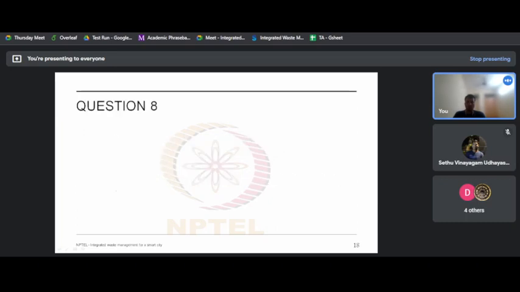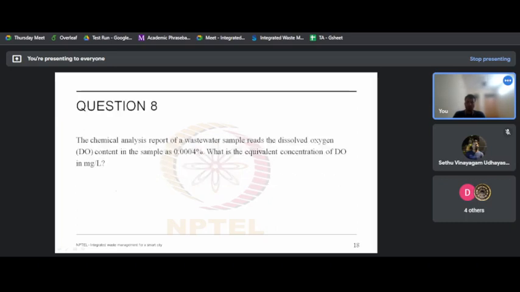Coming to the next question, question 8. The chemical analysis report of a wastewater sample reads the dissolved oxygen content in the sample as 0.04%. What is the equivalent concentration of DO in milligrams per liter units? Given options are 400 mg per liter, 4 mg per liter, 40 mg per liter, and 0.4 mg per liter.